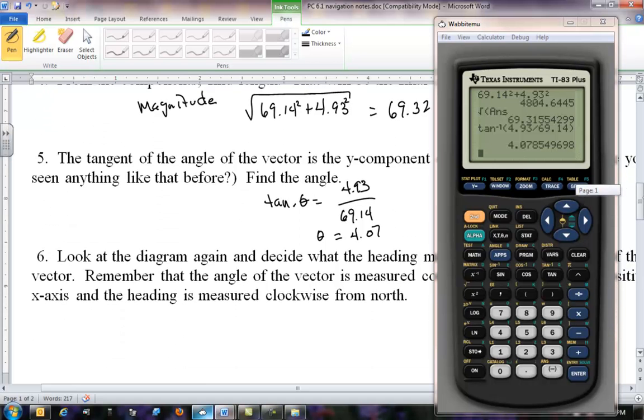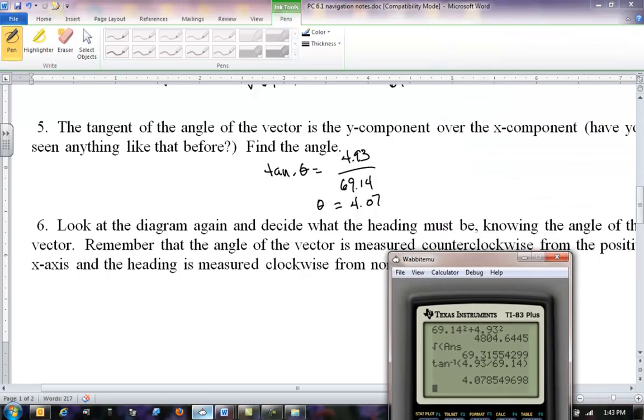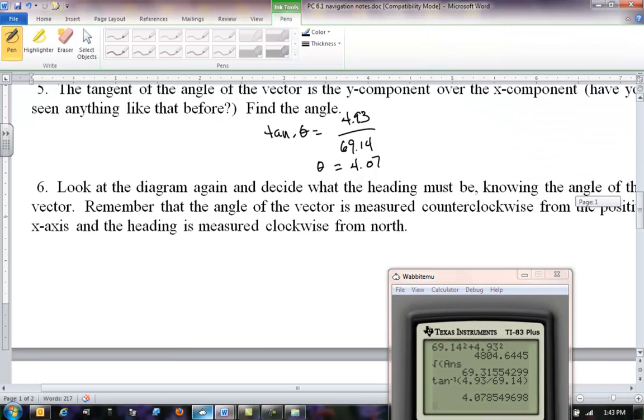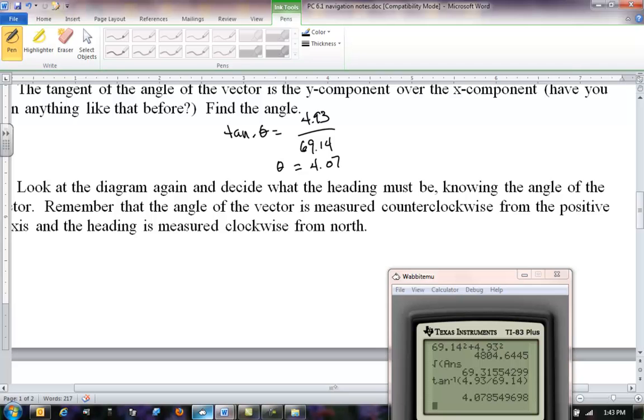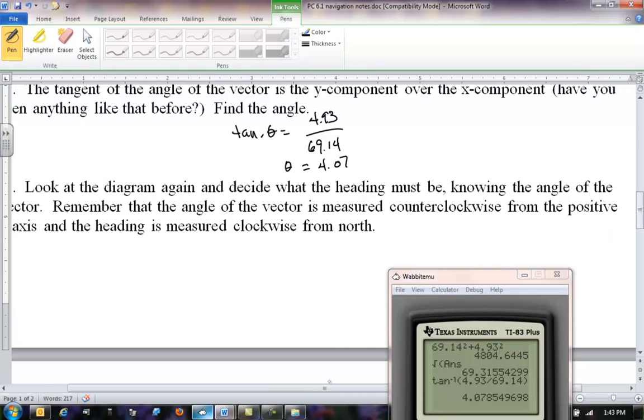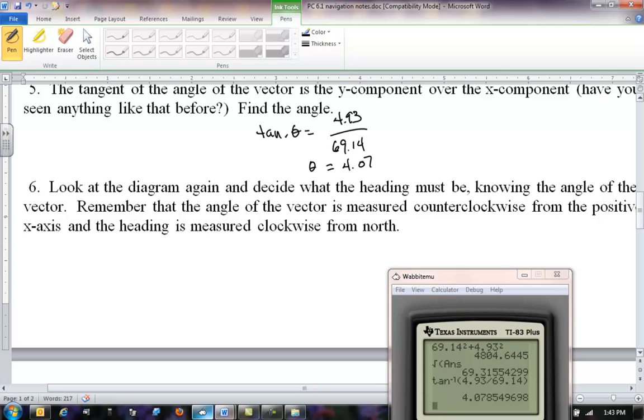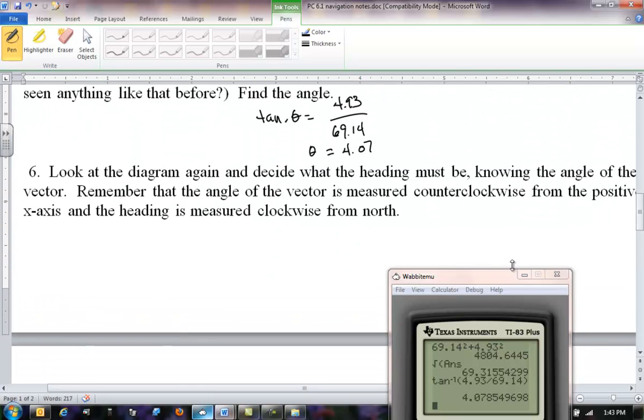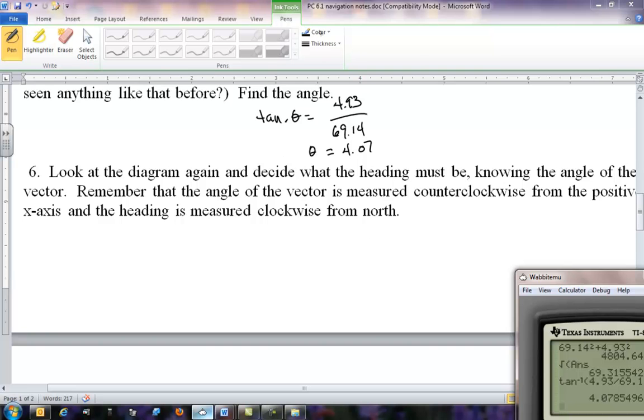Look at the diagram again. Decide what the heading must be, knowing the angle of the vector. Remember, the angle of the vector is measured counterclockwise from the positive x-axis, and the heading is measured clockwise from north. What does that mean? It means that this angle that we just found is measured from this position here. So it's a 4-degree angle. But when we measure headings, headings are always from due north straight up. So this is going to be down this way.